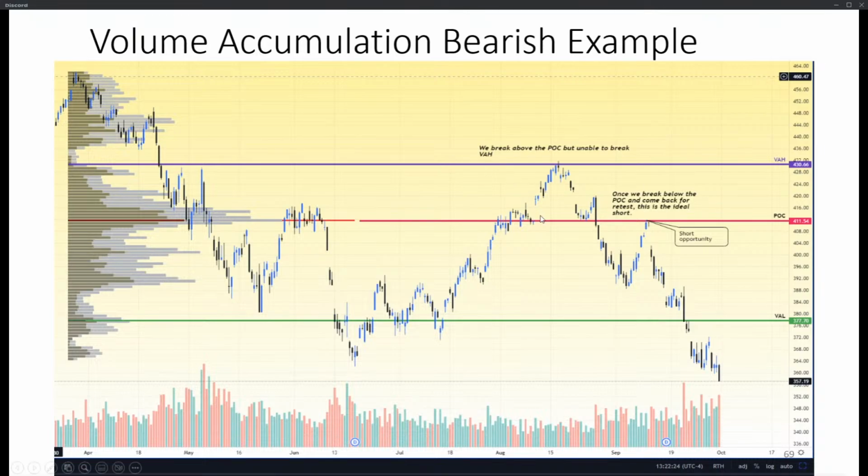Or maybe you're replaying something. If you guys look here, this was the POC. We popped above it. Then what happens here? From this POC, this was a fake trap long. They went to the value area high to empty.